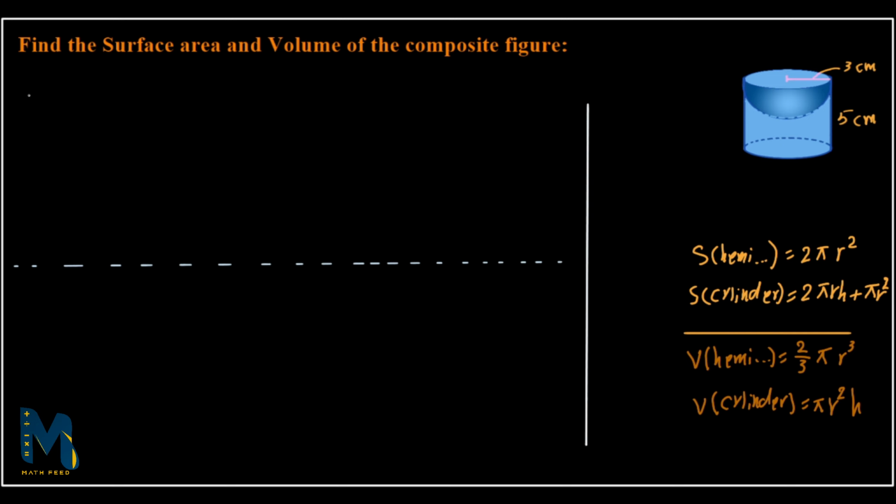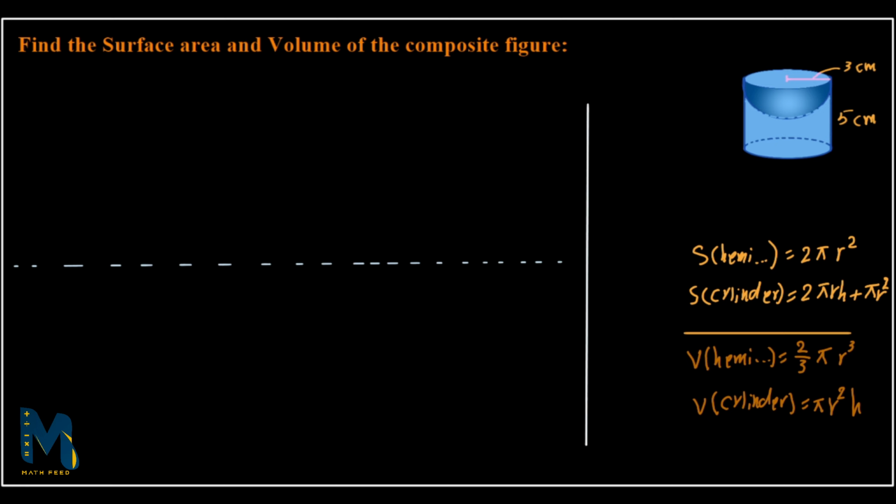In this video, we are going to find the surface area and volume of the composite figure. The composite figure contains a cylinder and a hemisphere, where the hemisphere is upside down inside the cylinder. So we need 4 rules to find the areas and volumes: surface area of a hemisphere, surface area of a cylinder, volume of a hemisphere, and volume of a cylinder. First we are going to find the surface areas.